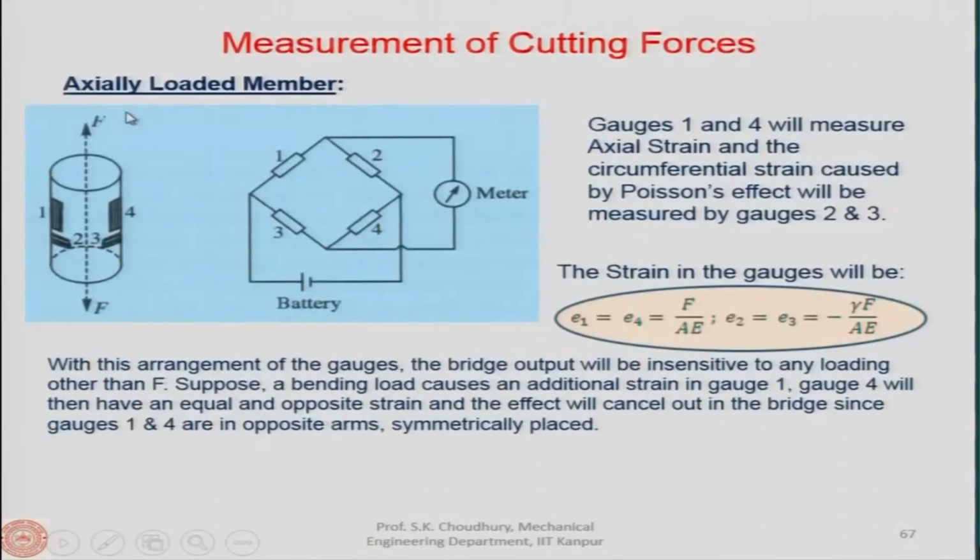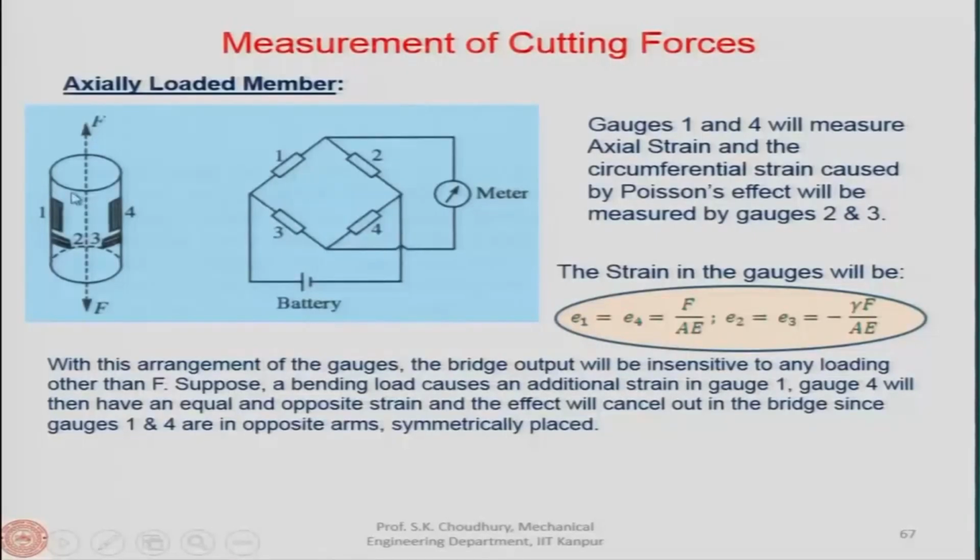Now, let us see. For the axially loaded member, the member is like this. Let us say this is a cylindrical job, and it is loaded axially. The force is applied from here and from here, and it is being pulled by some kind of device which is attached. Here we have the sensors. These sensors are called gauges, which will actually measure.